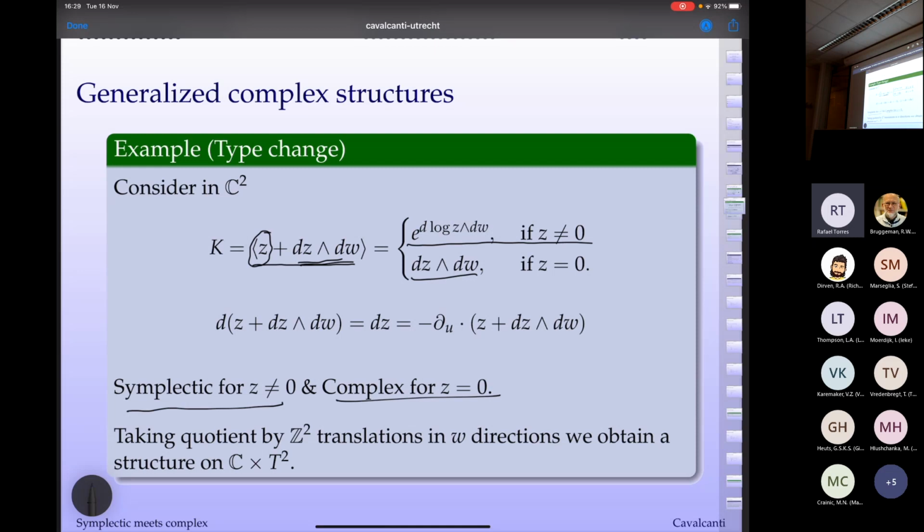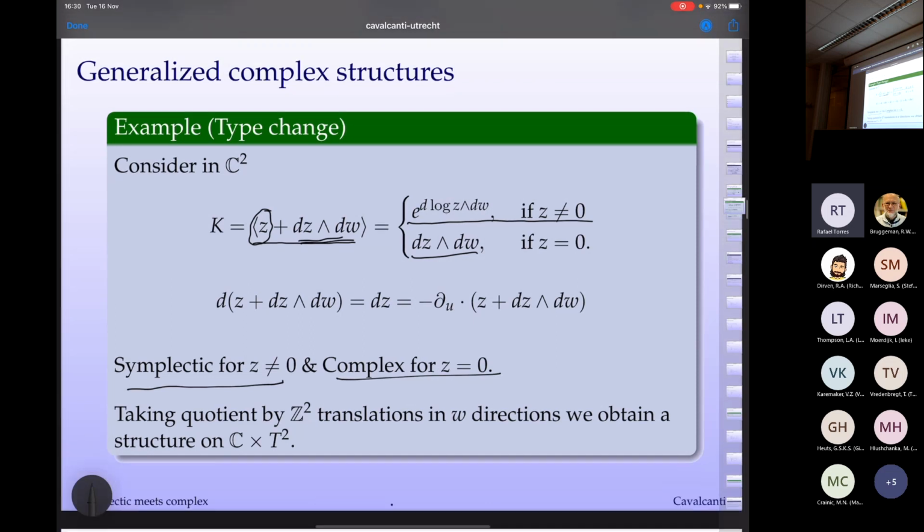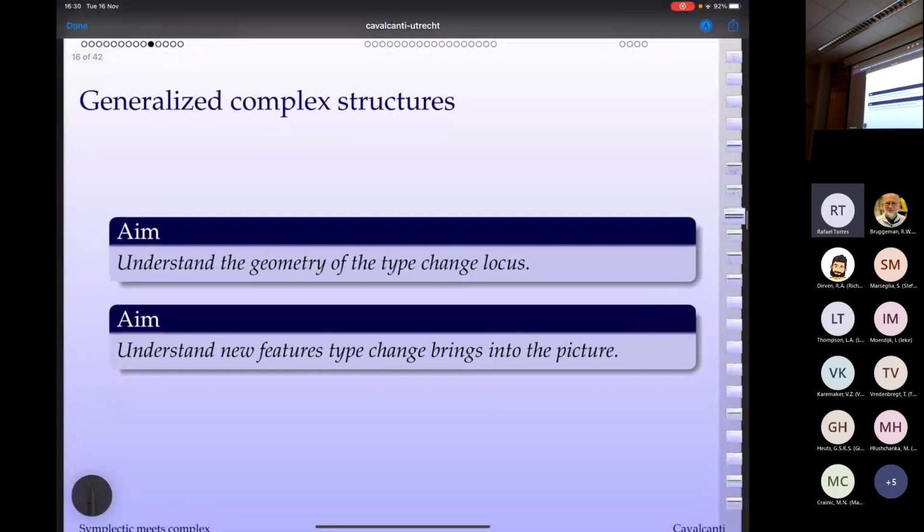You could say, well, can we get a compact example? And at the moment, not quite yet. But you can take quotients by translation in the w direction, because the way w appears is clearly invariant under translations. So I can at least make the locus where it's complex, instead of being a whole copy of C, into a copy of the torus. So the complex locus can become compact in the example, but the rest of it is big open manifolds for now.